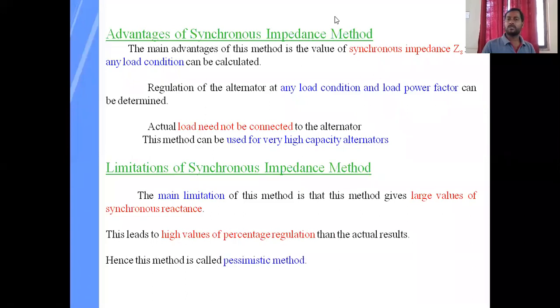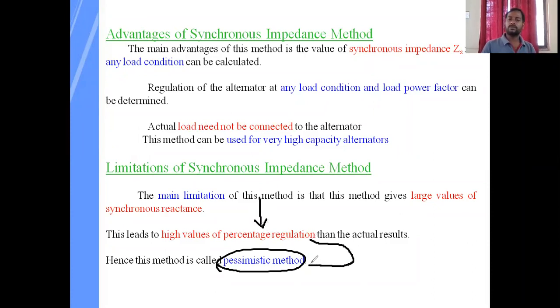And because of this, this method is called the pessimistic method. Because of these large values of synchronous impedance, more voltage regulation will be there. Because of this more voltage regulation, this method is called the pessimistic method. Pessimistic method means more than the actual values. For example, if the actual voltage regulation of the alternator is 10%, by using this method we will get more than 10%, nothing but 12%.